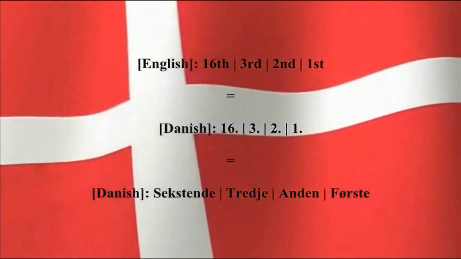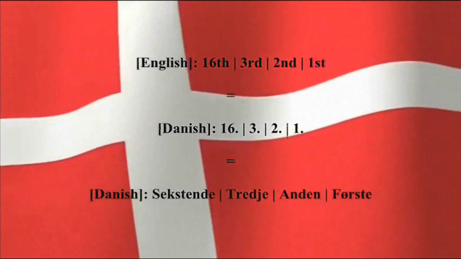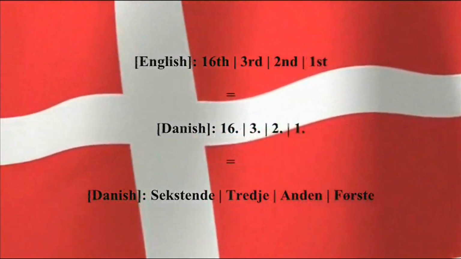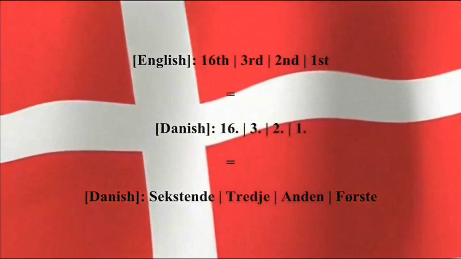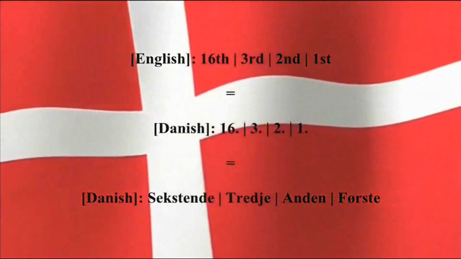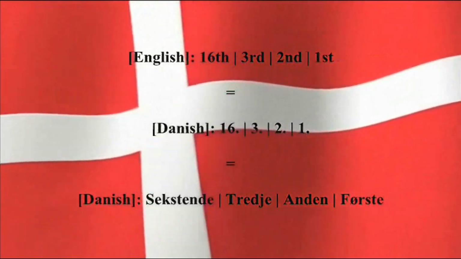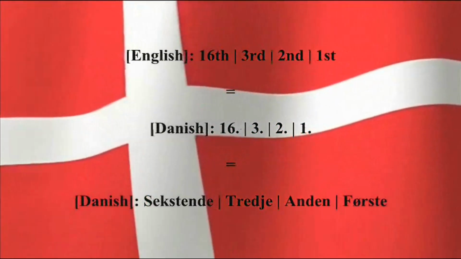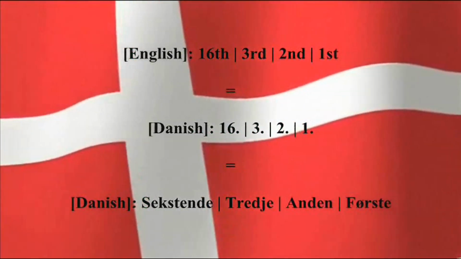So if you translate the mentioned dates in the above example into Danish, the date numbers will sound like this. 16th corresponds to 16. Third corresponds to tredje. Tredje. Second corresponds to anden. Anden. And first corresponds to første. Første.